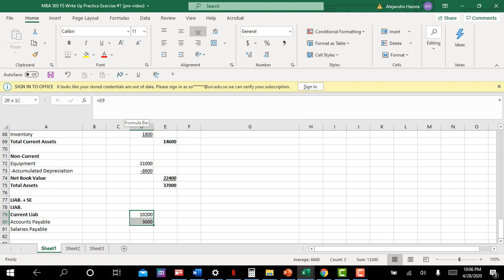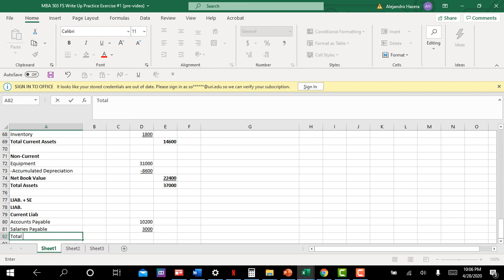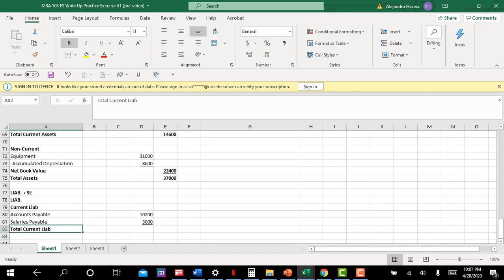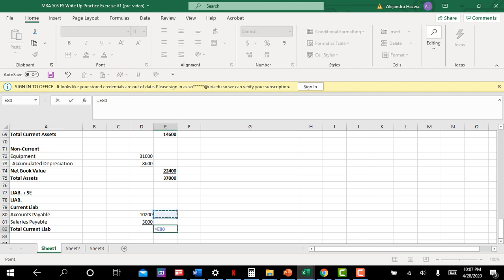Okay, so I'm just going to subtotal these. Bring these 2 down. I'm just going to call it total current liabilities. And in this case, your total current liabilities are equal to your total liabilities. You need a subtotal. Your total current liabilities are equal to 13,200. It's kind of an interesting number.